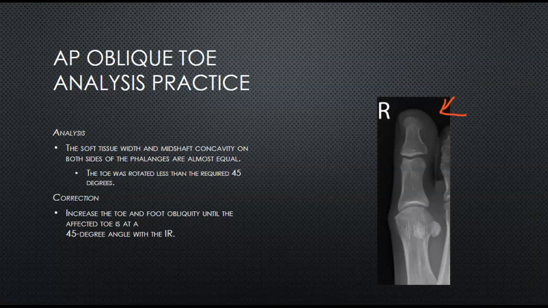So what we are going to need to do is increase the toe rotation or foot obliquity until the affected toe is at that 45-degree angle with the IR. And so we would need to increase internal rotation here.